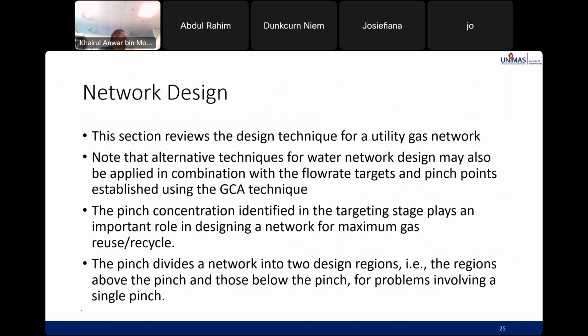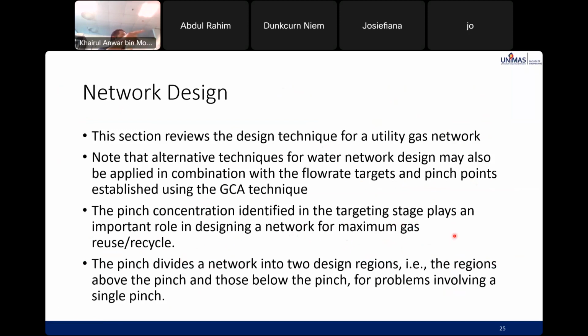This section reviews the design technique for a utility gas network. Note that alternative technique for water network design may also be applied in combination with the flow rate target and pinch points established using the GCA technique. The pinch concentration identified in the targeting stage plays an important role in designing a network for maximum gas reuse.